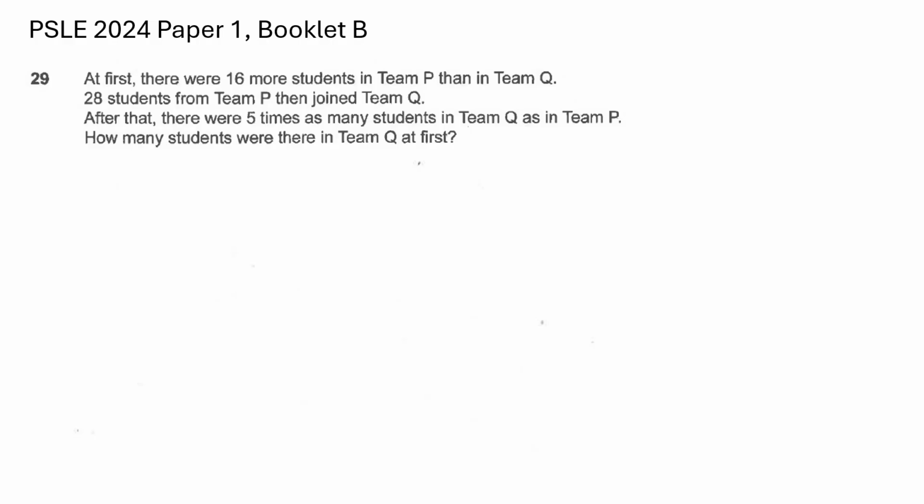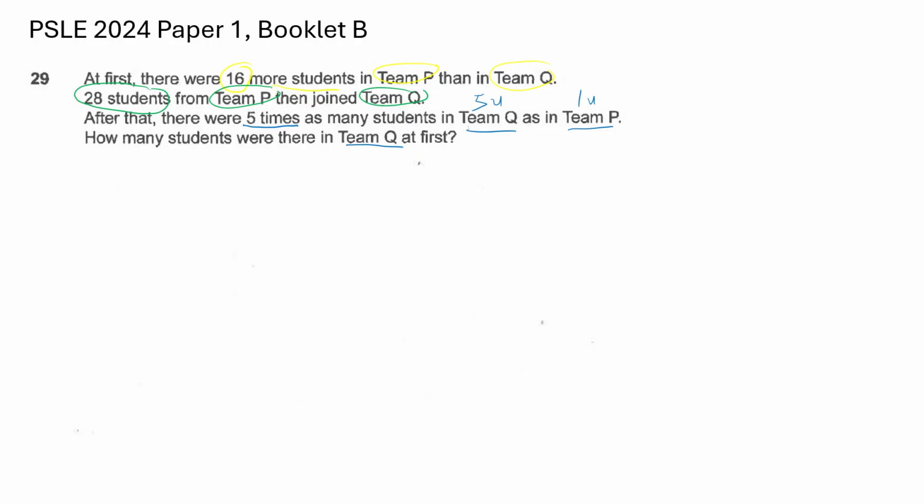Let's try to highlight and notate some keywords. At first there were 16 more students in Team P than Team Q. And then we have 28 students from Team P joining Team Q. Because of that, there were 5 times as many students in Team Q as in Team P. 5 times meaning Team Q in the end will have 5 units and Team P in the end will be 1 unit. So how many students were there in Team Q at first?